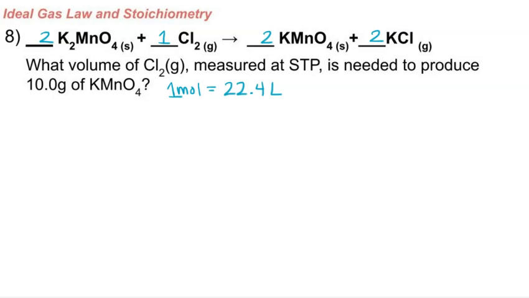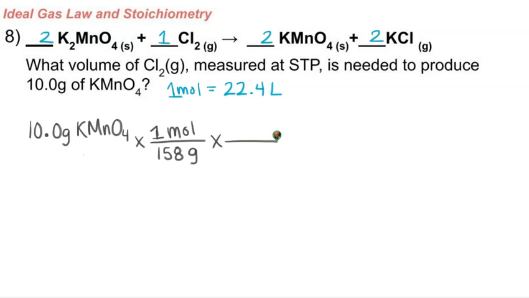So now let's start with our given value of 10.0 grams of KMnO4. And we'll start by converting our grams to moles. And the molar mass of KMnO4 is about 158 grams per mole. You can add that up and calculate it out yourself. 158 grams per mole. Then we'll take our moles of KMnO4, it's a lot to say, to our moles of our new substance, Cl2.